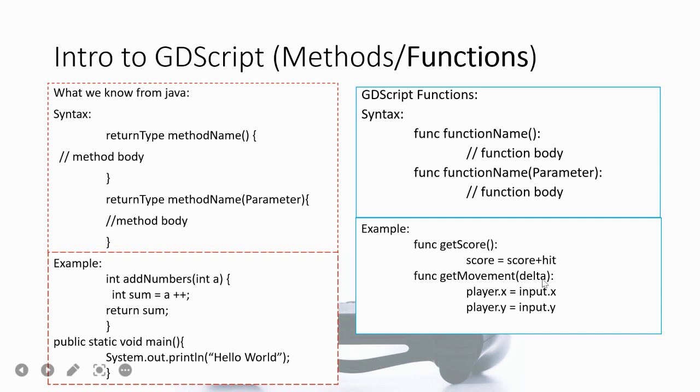We will be discussing delta later on, once we have our face-to-face class. Delta is actually a predefined variable that you can use. Again, we have your parameter here. Inside the parentheses, delta, and then your colon, and then player.x is equal to input.x, player.y is equal to input.y. You will understand this more once you start your coding.